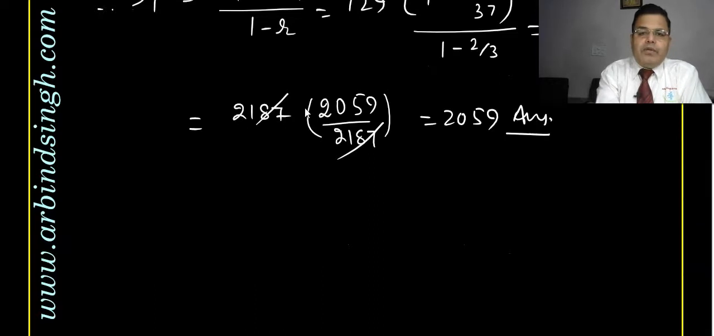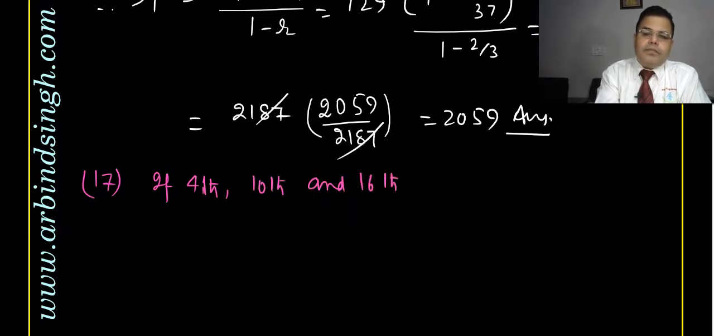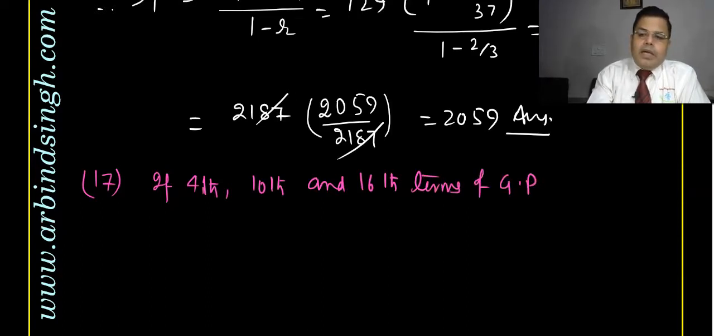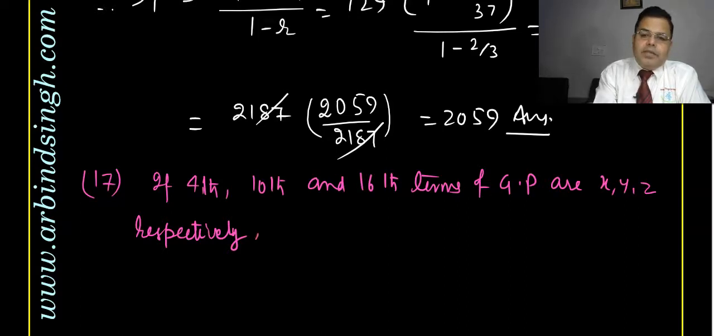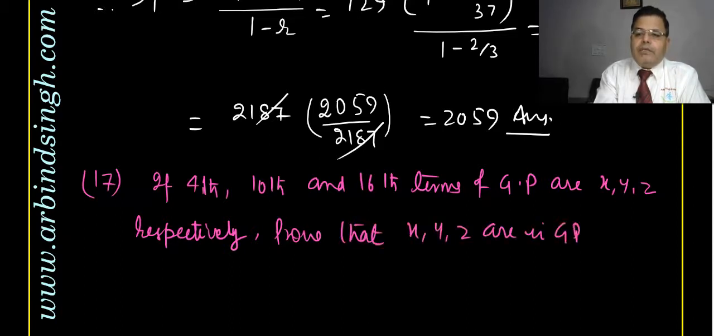Now one more question I would like to take on, and this is question number 17. The question is: if the 4th, 10th and 16th terms of a GP are X, Y, Z respectively, prove that X, Y, Z are in GP. Okay, so we can have the solution like that.